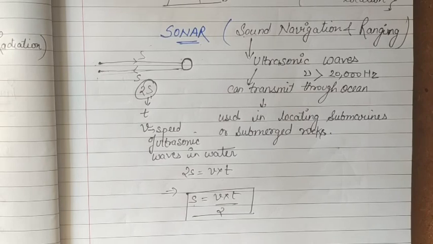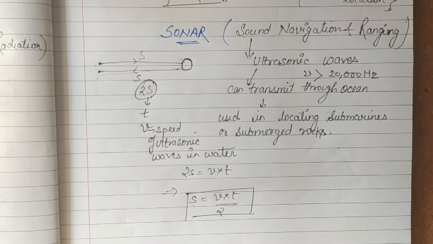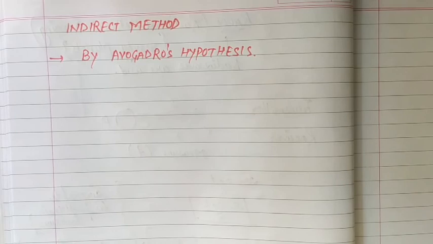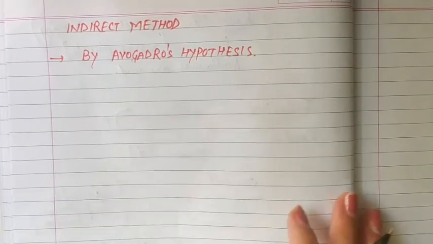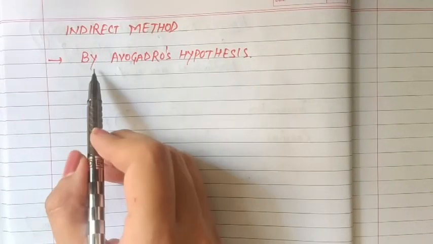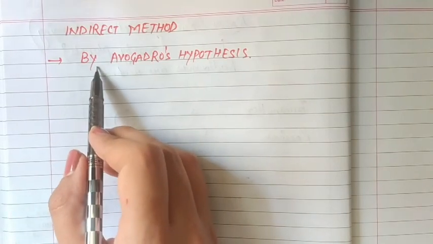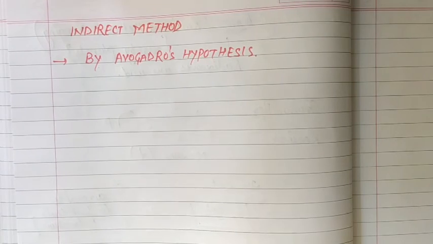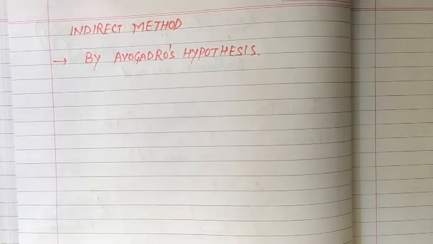Now we have to see how we can find small distances by indirect methods, and for this we have the method using Avogadro's hypothesis. So the method that we are going to study is an indirect method to find small distances, and the method is by taking the help of Avogadro's hypothesis. For this, first we have to know what is Avogadro's hypothesis.